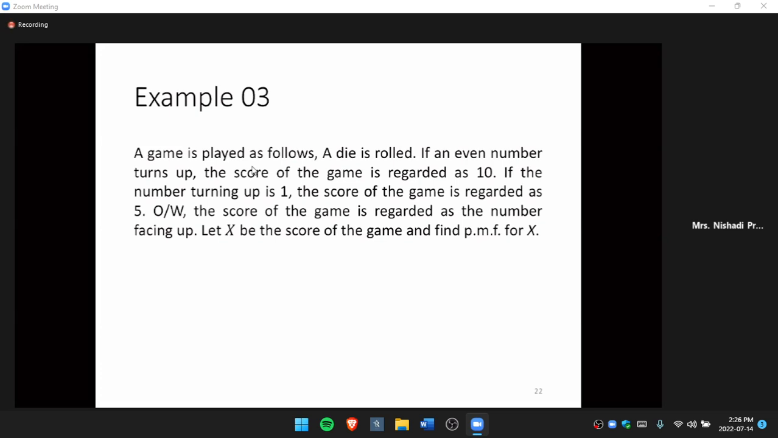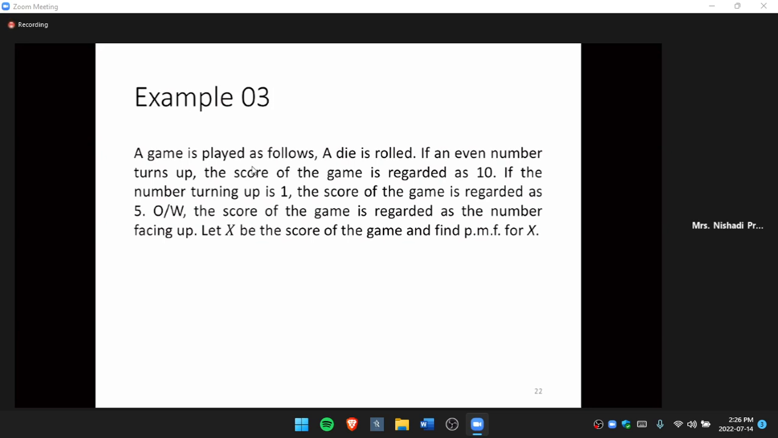Read the question, right? A game is played as follows. A die is rolled. If an even number turns up, the score of the game is regarded as 10. If the number turning up is 1, the score of the game is regarded as 5. Otherwise, the score of the game is regarded as the number facing up. Let x be the score of the game and find the probability mass function of x. Try to do this example.